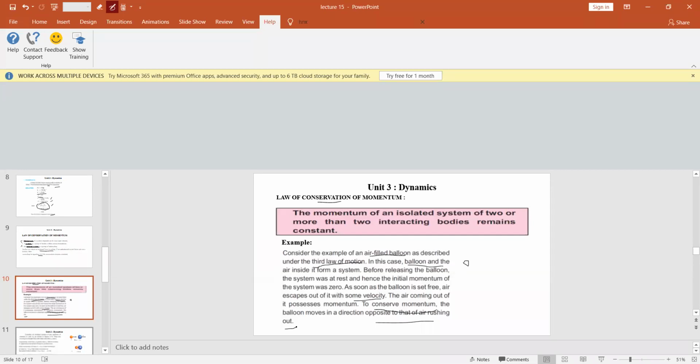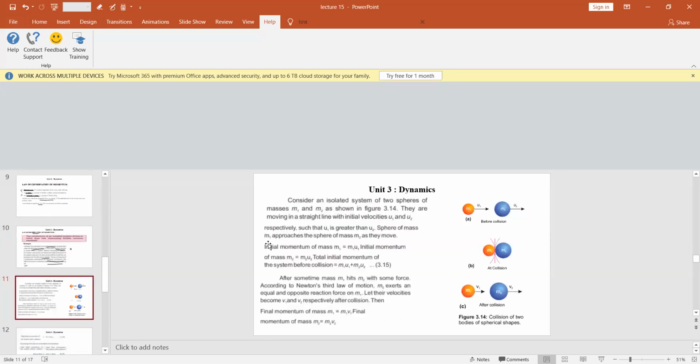The interaction is within the group. No external forces are applying. The air is filled within the balloon, so that's why when we set the balloon free it is moving. The force is initially inside it, right? So there is no external force applying on the balloon. The balloon is just moving within certain boundaries, and it is an isolated system. So this is an example of the law of conservation of momentum, and your concept will be clearer with this example. We take another example.